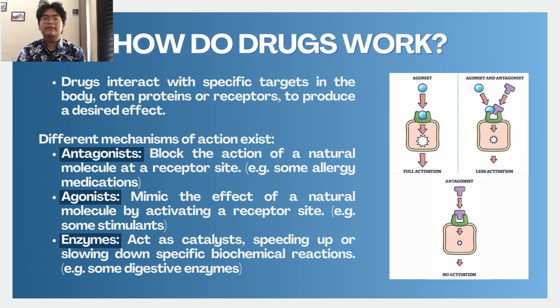Antagonists act like gatekeepers, occupying receptor sites and preventing natural molecules from binding and triggering their usual response. Agonists, on the other hand, mimic the effects of natural molecules by fitting into receptor sites and activating desired cellular processes. Additionally, some drugs function as enzyme modulators, accelerating and or inhibiting specific chemical reactions within the body.